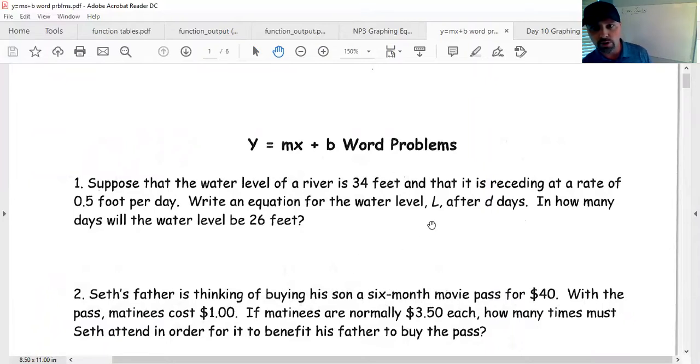Okay, so once you come up with an equation, you're going to solve using the number that they give you. Okay, let's see if we can make more sense of that. So what we know is that the water level is 34 feet. So I'm going to start with that.